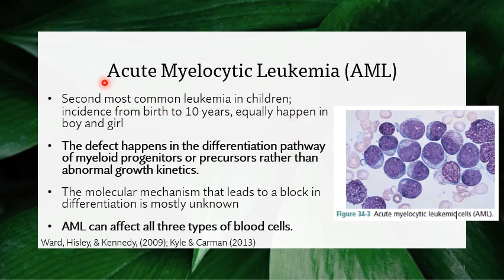And next is the type called acute myelocytic leukemia. So the myelocytic cells are having a problem here. It's the second most common leukemia in children, happens from birth to 10 years old, happens equally in boys and girls, and it affects the differentiation pathway of the myeloid progenitors or precursors rather than abnormal growth kinetics. Because it happens in the myelocytic cells, all 3 types of blood cells can be affected by this condition.